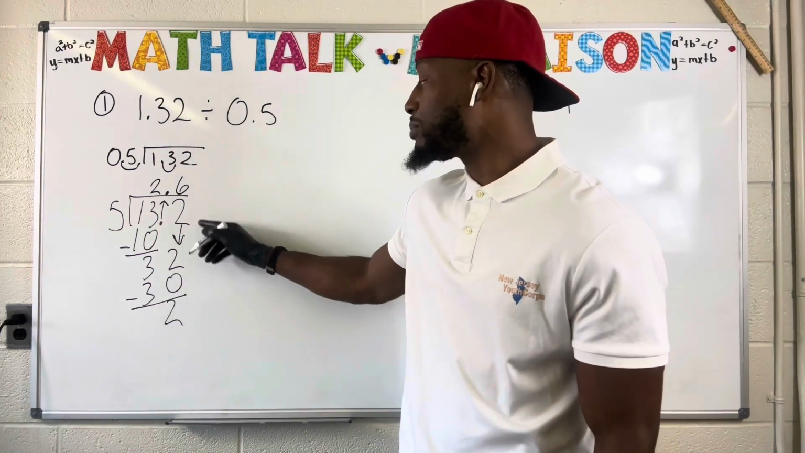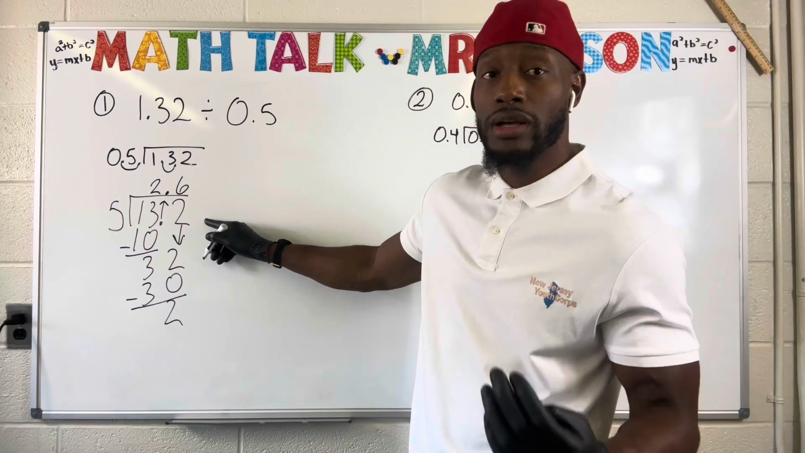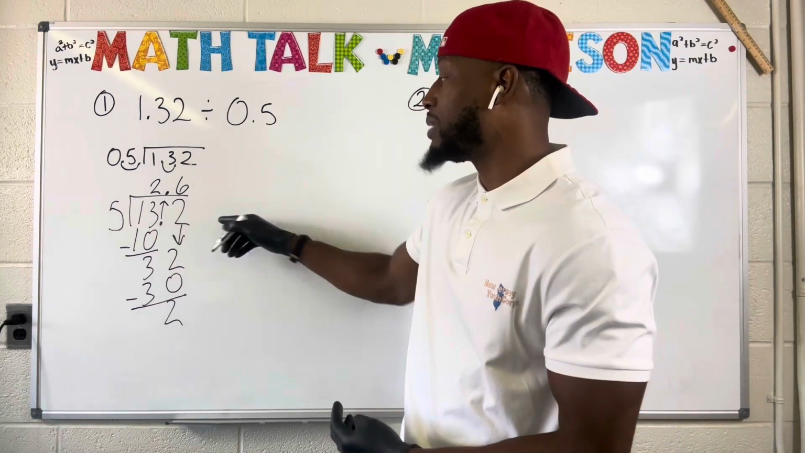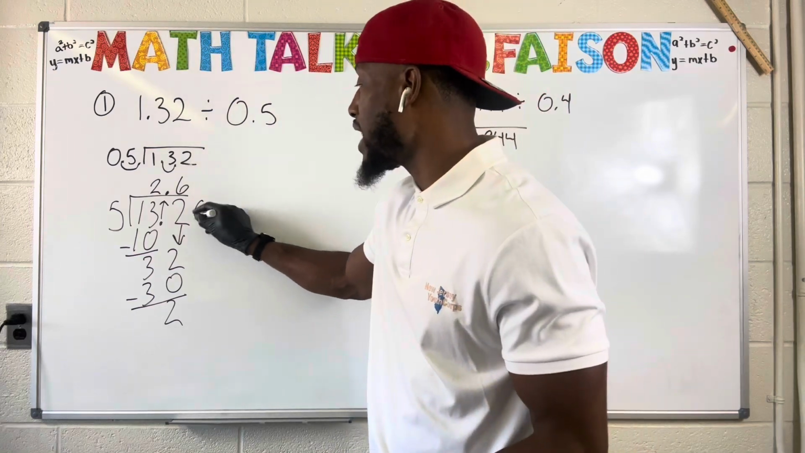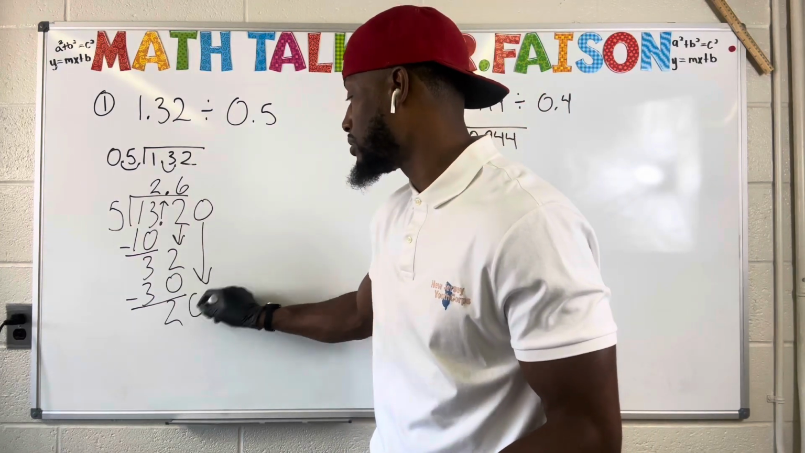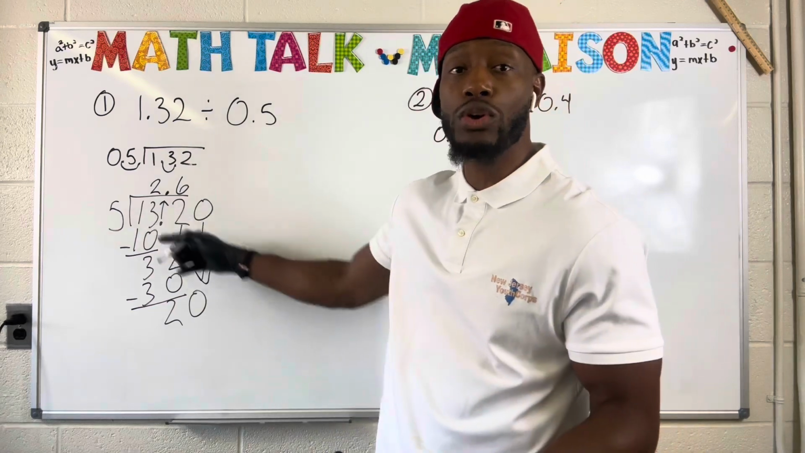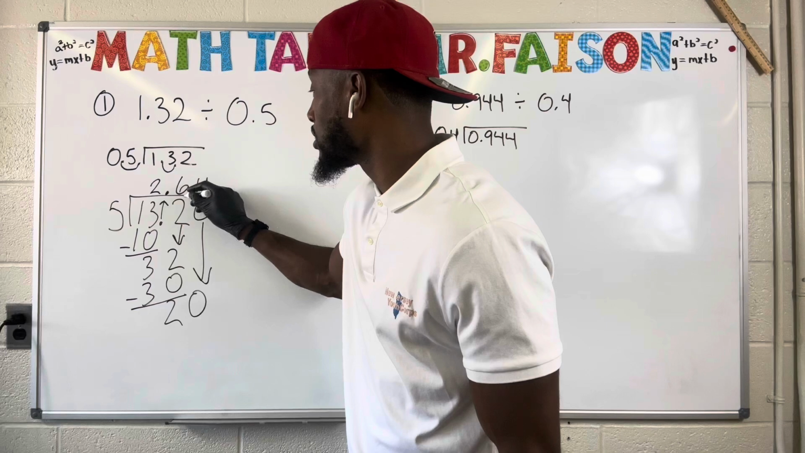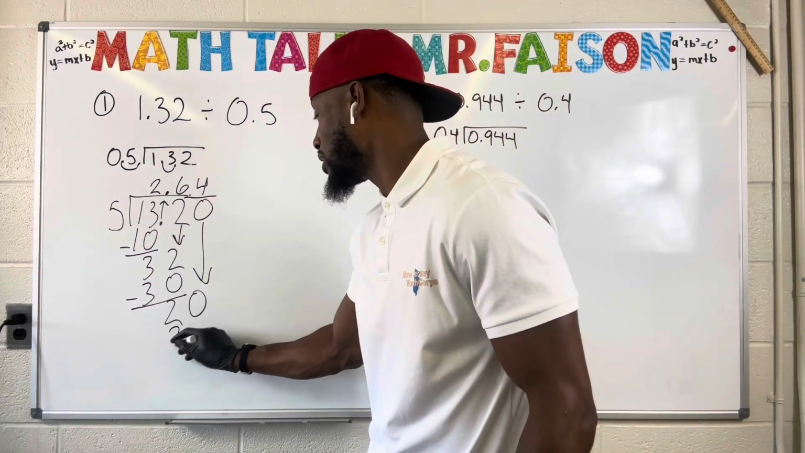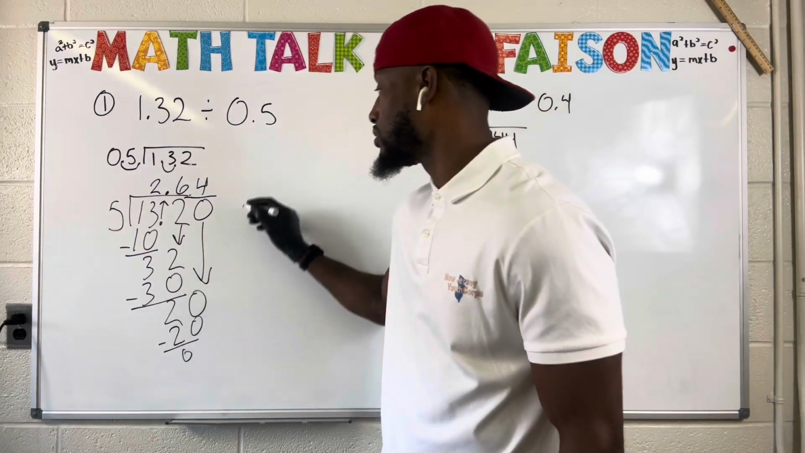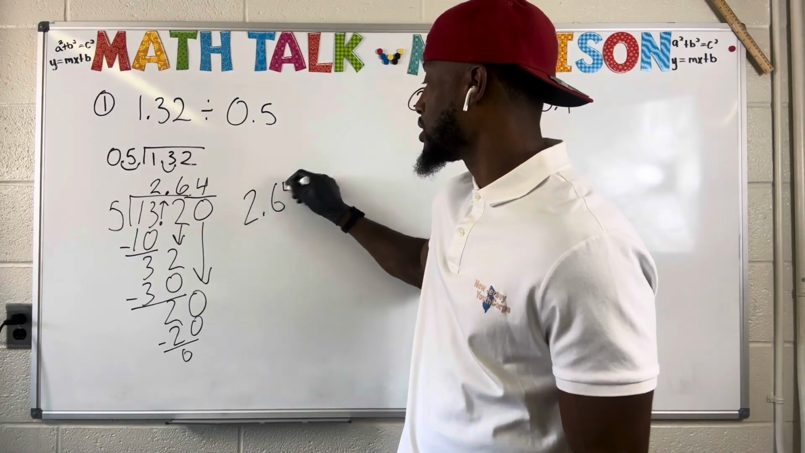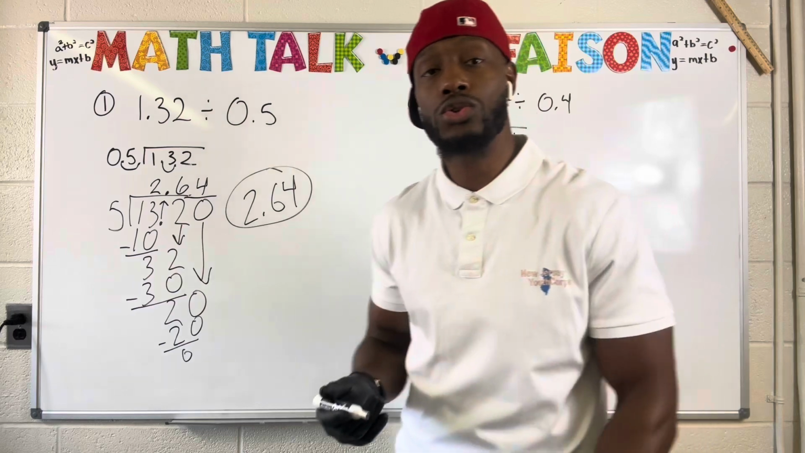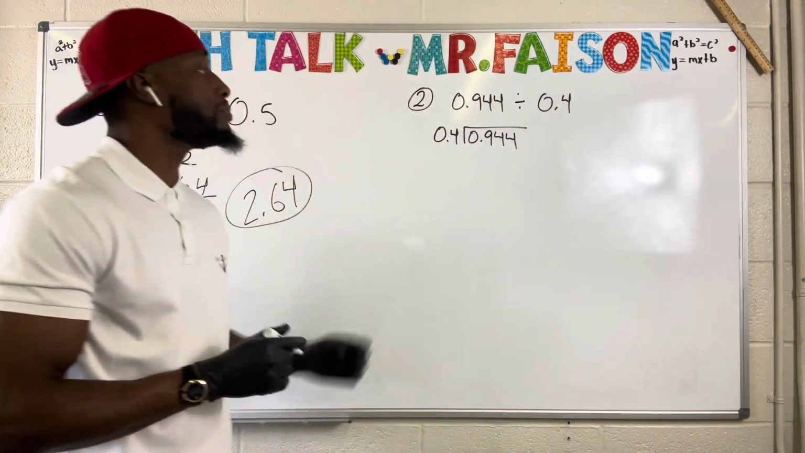Now, we need to bring something down, but we don't have anything right here. If y'all remember, we can add an infinite amount of zeros back here because it's behind the decimal. So I am going to add a 0 and bring this 0 down. Now I'm going to ask, how many times will 5 go into 20 evenly? It will go in there 4 times. And 5 times 4 is 20. So that's 0. And our answer will be 2.64. Okay? If you didn't get it, that's cool. We got more. Let's look at problem number 2.